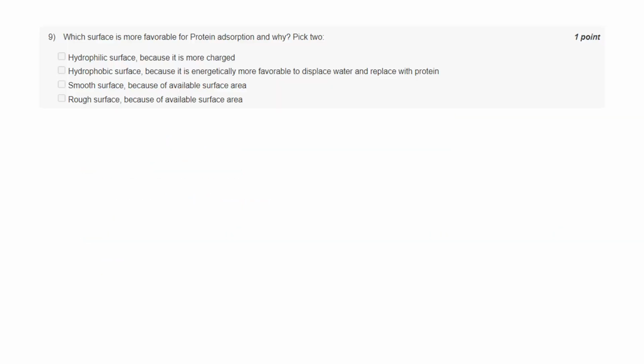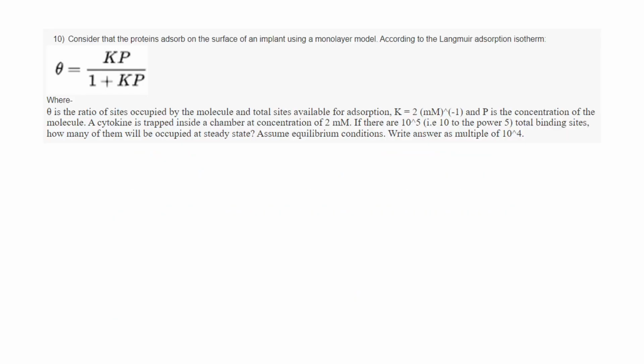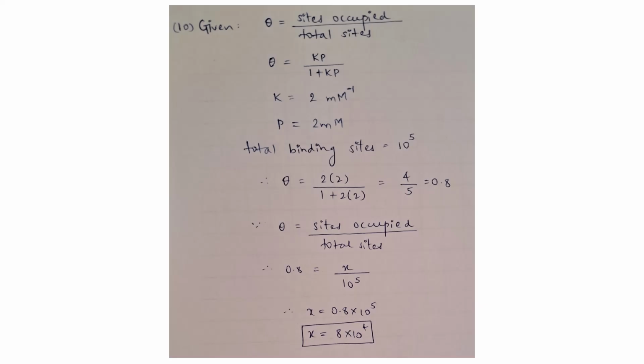Next question was, which surface is more favorable for protein adsorption and why? So the right answer was hydrophobic surface, because it is energetically more favorable to displace water and replace with protein, and rough surface because of available surface area. And then lastly, we had this numerical wherein we were given a straightforward formula and the values were given. We just had to, so the right answer was 8 for this question, and this is the solution.